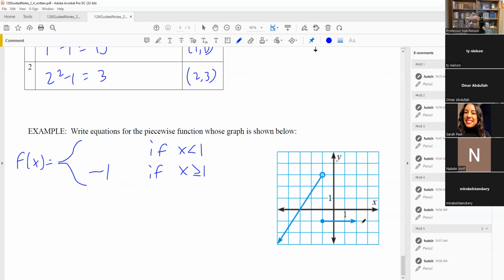Okay, so this is just a flat line. It's slope of 0, but it crosses the y-axis at -1. So I just have -1 only.